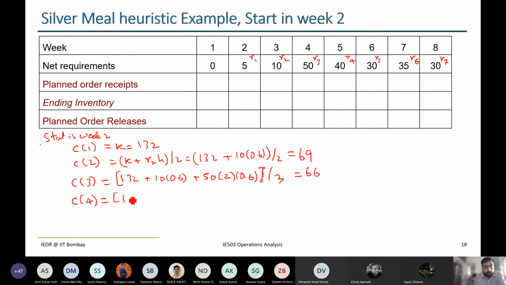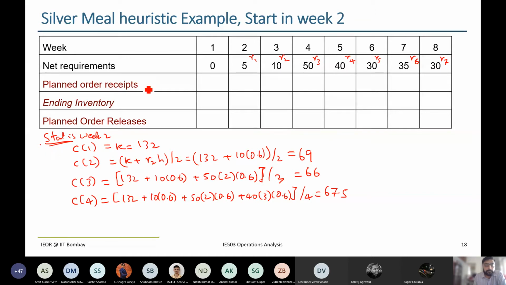C of 4 is 132 plus 10 into 0.6 plus 50 units we carry for 2 periods plus 40 units we carry for 3 periods at a cost of 0.6, divided by 4, which comes out to be 67.5.